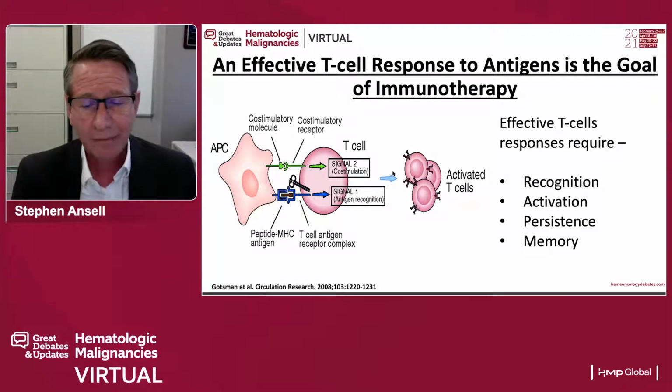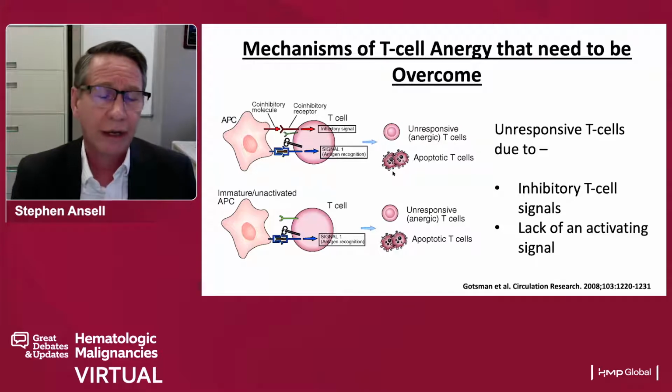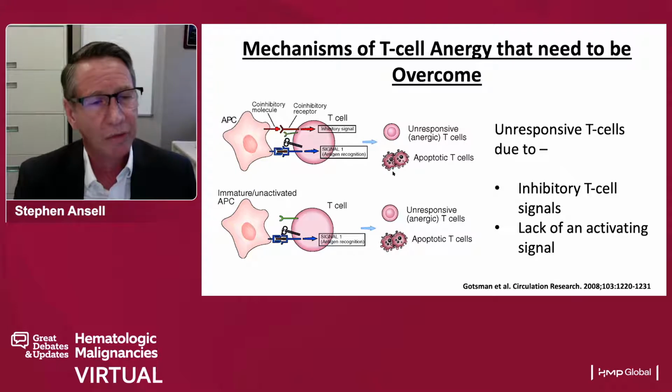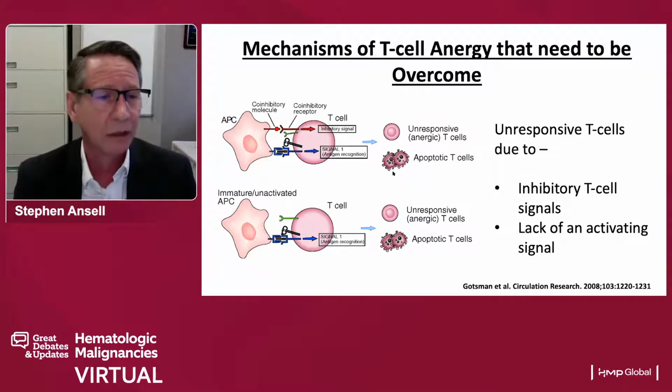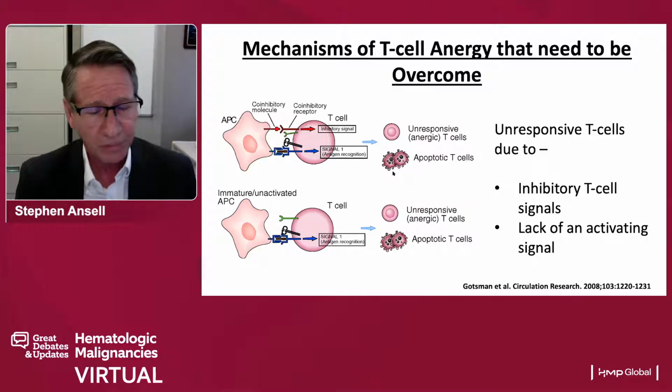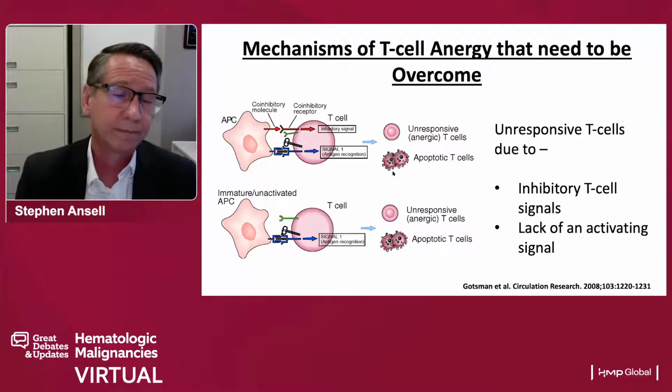Sometimes that doesn't happen, and the reason is that there are a variety of other barriers and mechanisms that can cause the T cells to become anergic. The first is shown in the top panel. Instead of receiving a positive activating signal, you receive a co-inhibitory signal through an inhibitory receptor, and that results in downregulation of the T cell response. Also, as shown in the bottom panel, there can be no second signal, in which case cells can become apoptotic and anergic and unresponsive.